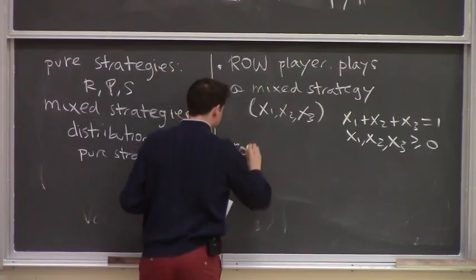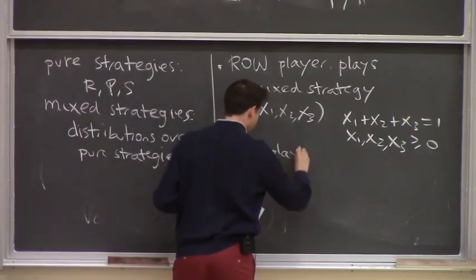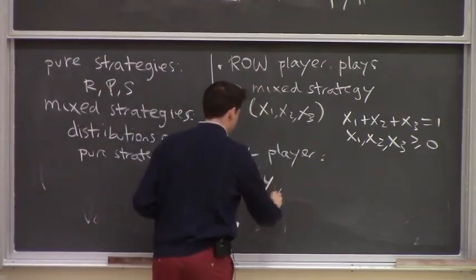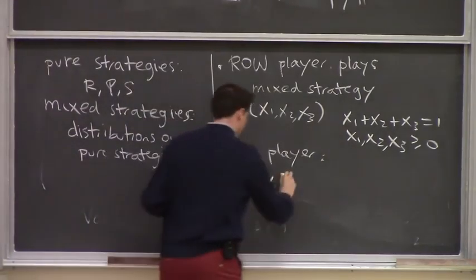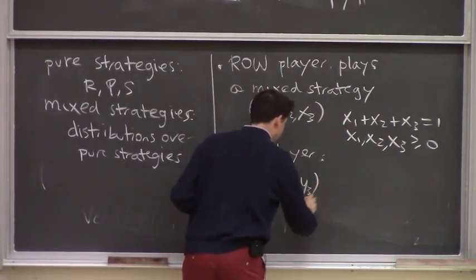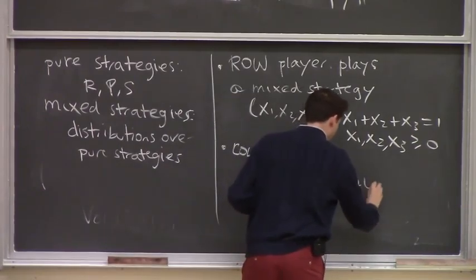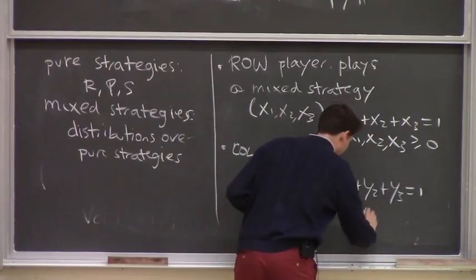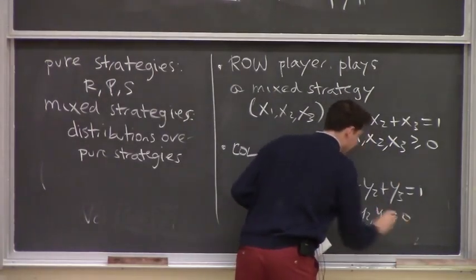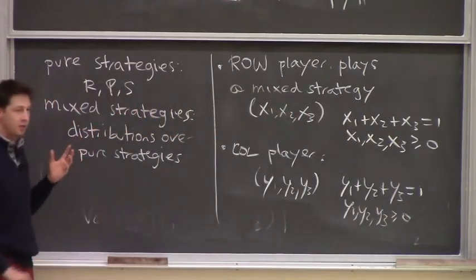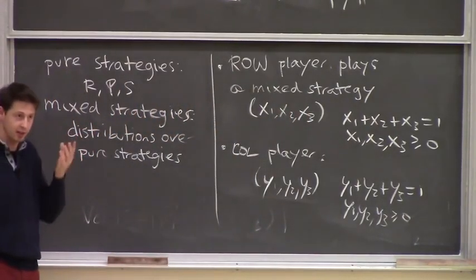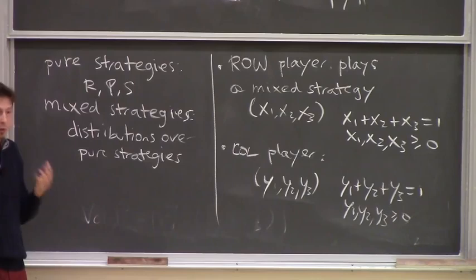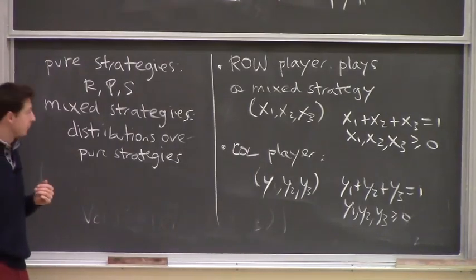And for the column player, it's basically the same thing, just we'll denote it using a different letter to be clear about which player we talk about. We'll write y1, y2, y3, such that y1 plus y2 plus y3 equals 1, and they're all non-negative. So this is really the space of strategies the players are thinking strategically from, right? So which mixed strategy should I play? Not so much which pure strategy should you play, okay?